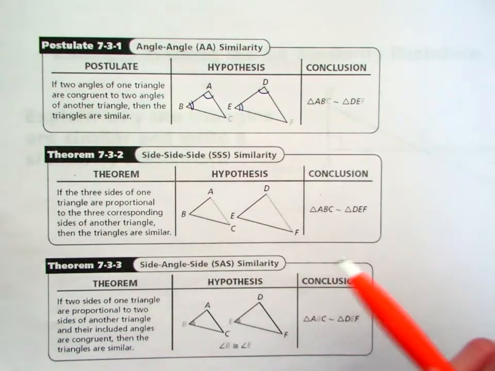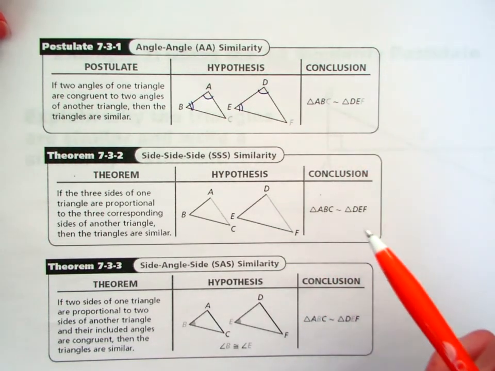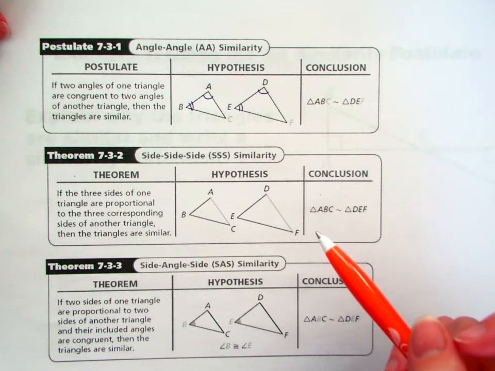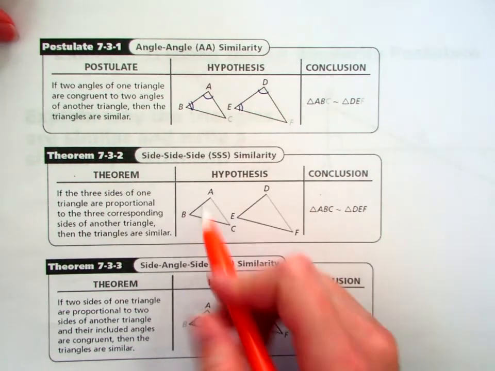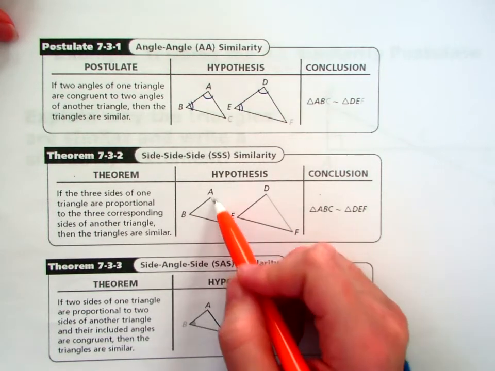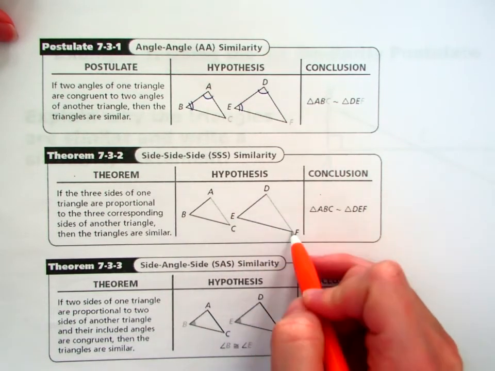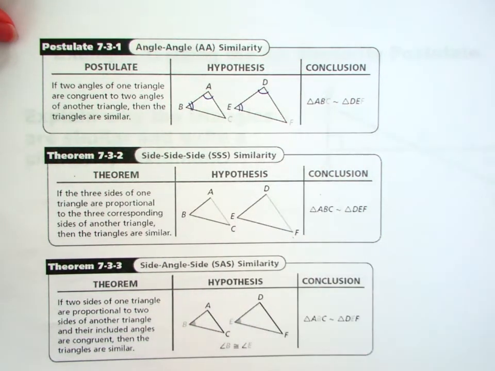I can say that the triangles are actually similar. The next theorem says if three sides of one triangle are proportional to three corresponding sides of another triangle, then you can say the triangles are similar. That would mean that AB has to be proportional to DE, AE proportional to DF, and BC proportional to EF. If that's the case, then you can say the triangles are similar.